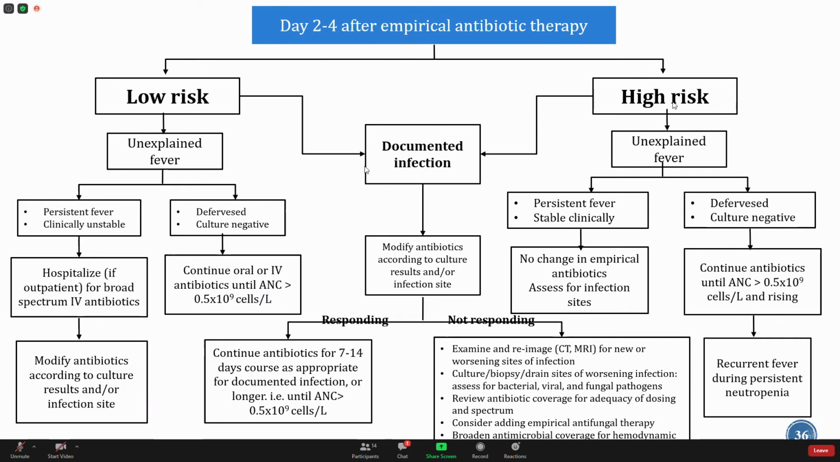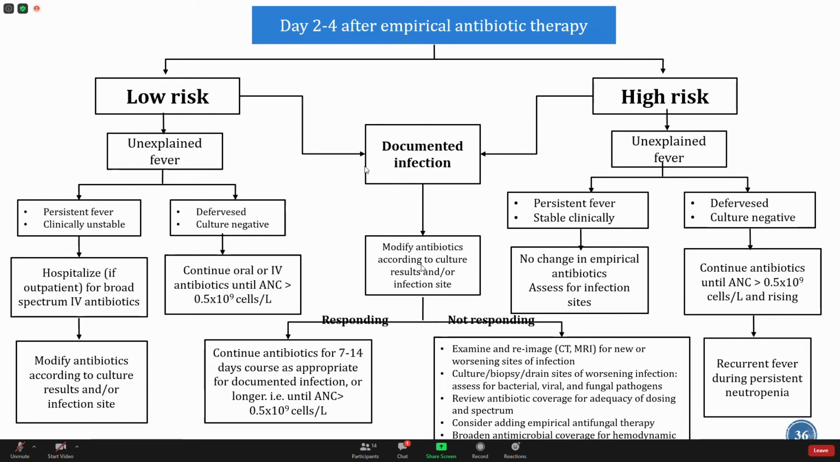For patients with high-risk disease who have a documented infection, we forget about the empirical antibiotic. We just choose the antibiotic to which that organism is susceptible, and we complete the duration. For example, if it's a gram-negative bacteria like E.